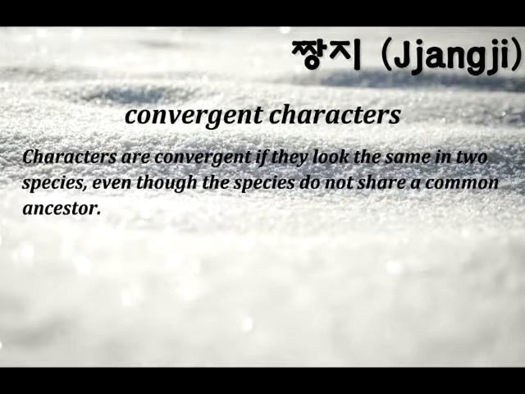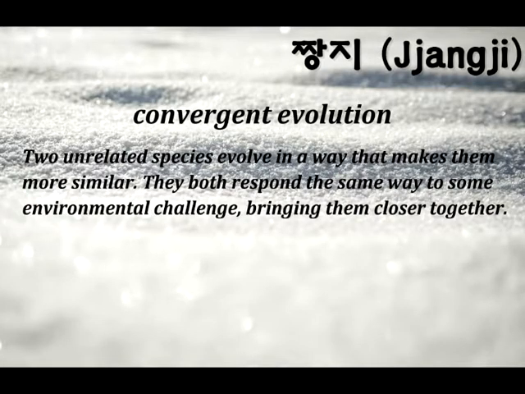Convergent characters: characters are convergent if they look the same in two species even though the species do not share a common ancestor. Convergent evolution: two unrelated species evolve in a way that makes them more similar. They both respond the same way to some environmental challenge, bringing them closer together.